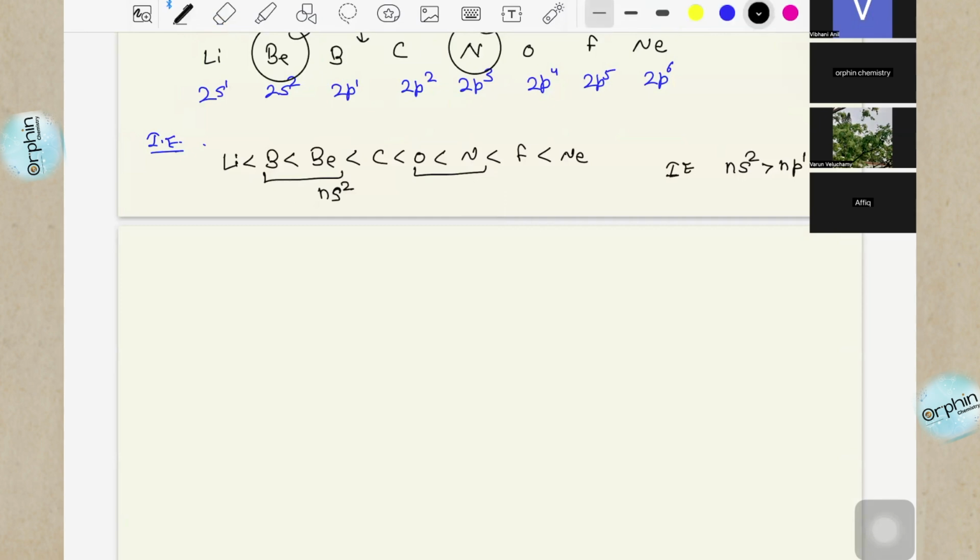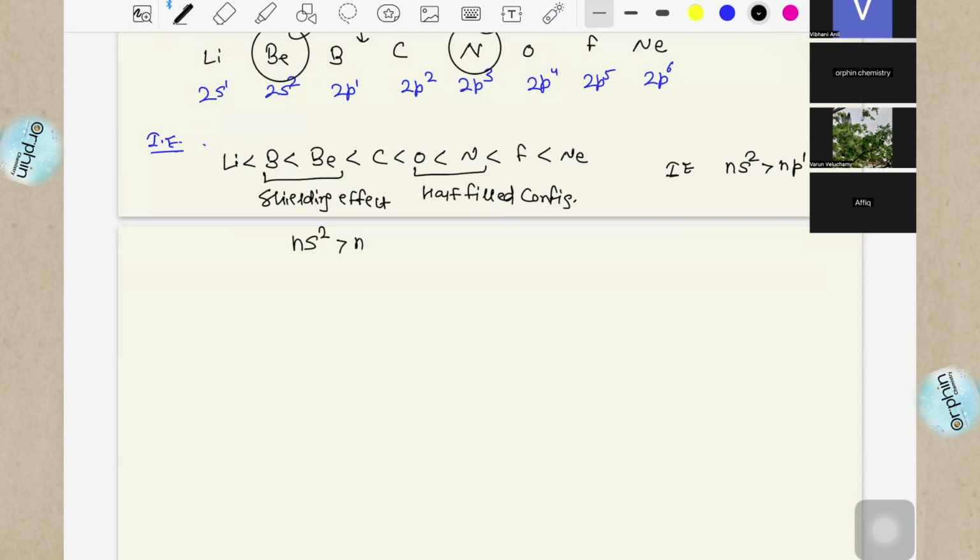Okay. And this is because of half-filled configuration. And why this one? We can say shielding effect. Like the explanation should also be correct. Shielding effect. Because we cannot say Z effective. We cannot say fully filled configuration. Answer will be shielding effect. Because S subshell is more close to nucleus. So removal of electron from NS2 will be more than NP1. Or we can say S has more shielding power than P.